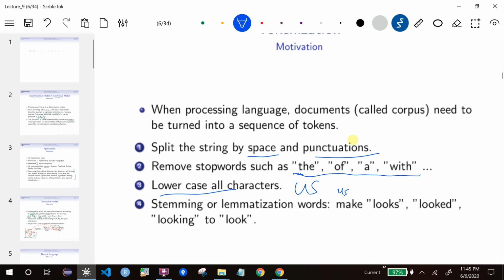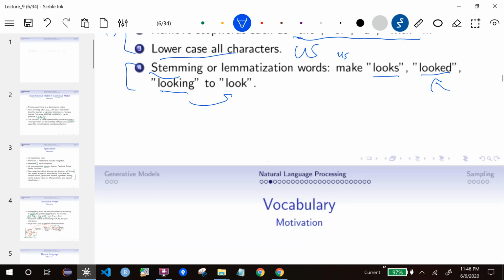And the other big problem that's actually hard to do is stemming. So if you have looks, looked, and looking, you want to convert all of them to look. You will not do the last one for P3. So for P3, you'll only do the first three because the last one is kind of hard. You need some kind of dictionary to deal with these.